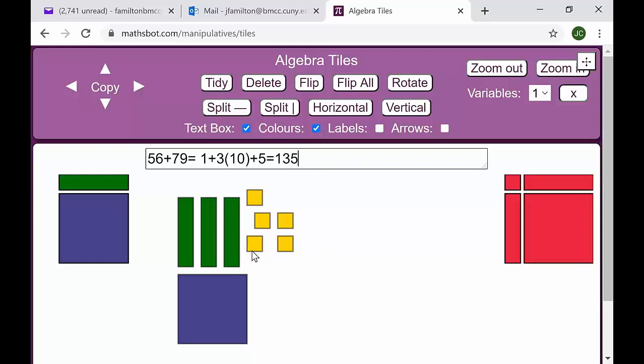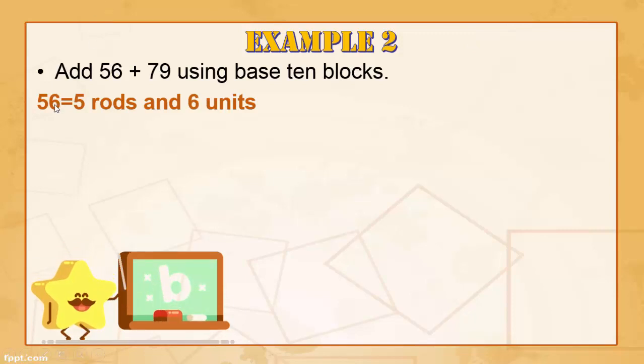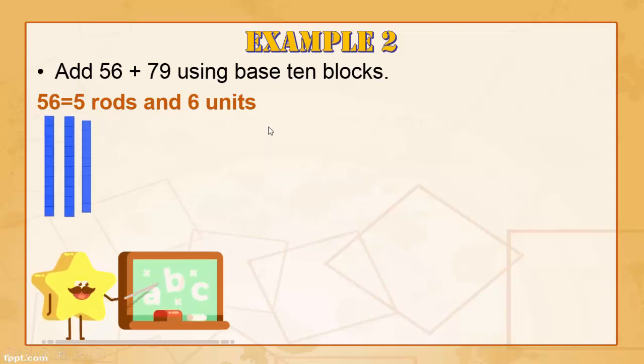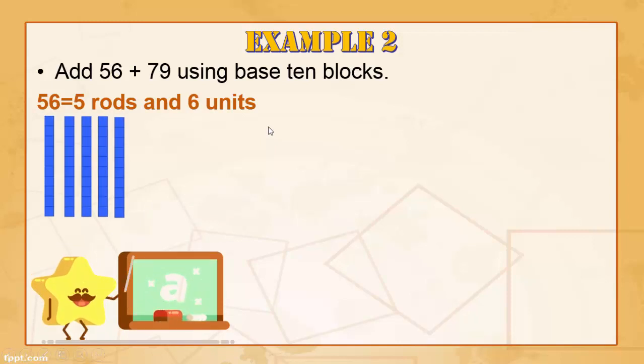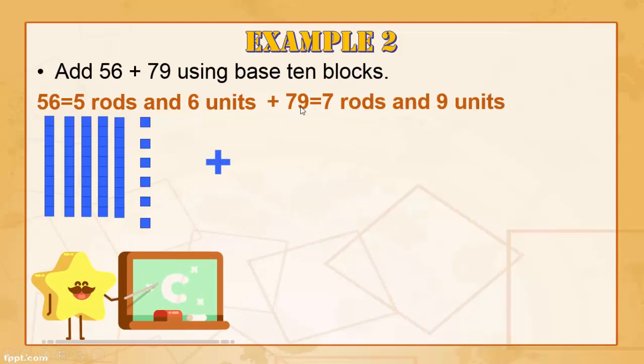But this is the way to organize it using the rods, the flats, and the units. Now, reviewing what we just did, I'm adding 56, which is equal to 5 rods and 6 units. So here I have my 5 rods and my 6 units, and I'm going to add 79, which is 7 rods and 9 units.